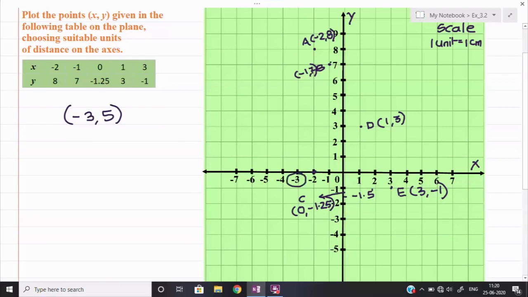Now from -3 you have two options. Either you can go in the upward direction or in the downward direction. So look at the value. If it is positive, go upward. If it is negative, go downward. So from -3, I will go till 5. In this way only I will reach 5. Okay, so this is the point -3 comma 5. Now similarly you can mark some other points also. I hope this question is clear to you.